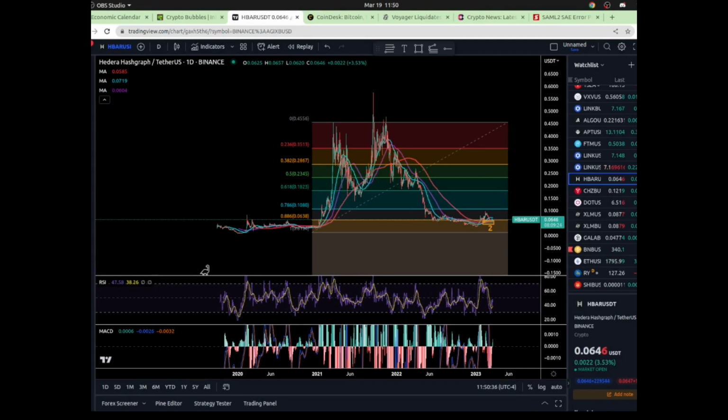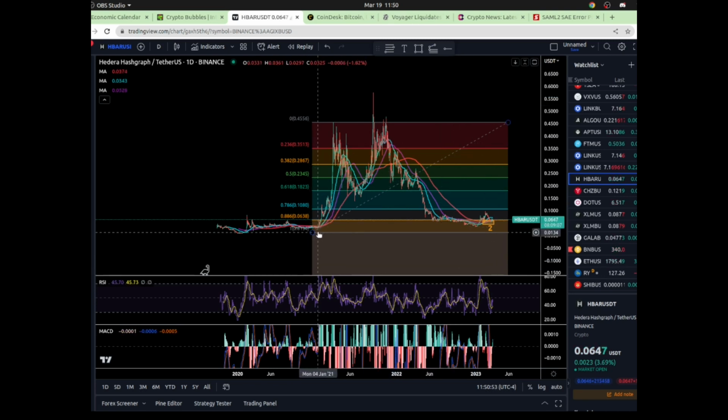So HEDERA or HBAR, we can see that it's not in an all-time downtrend. It actually made a higher high in the previous cycle. Well, I mean this cycle, and yeah, now it's reacting.